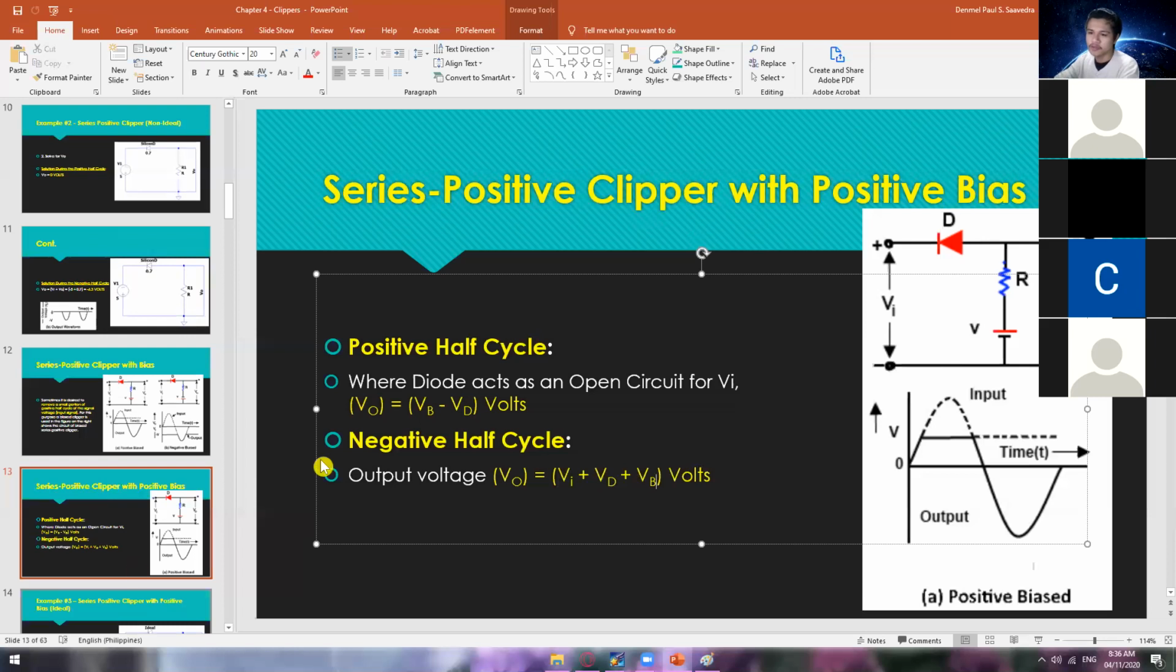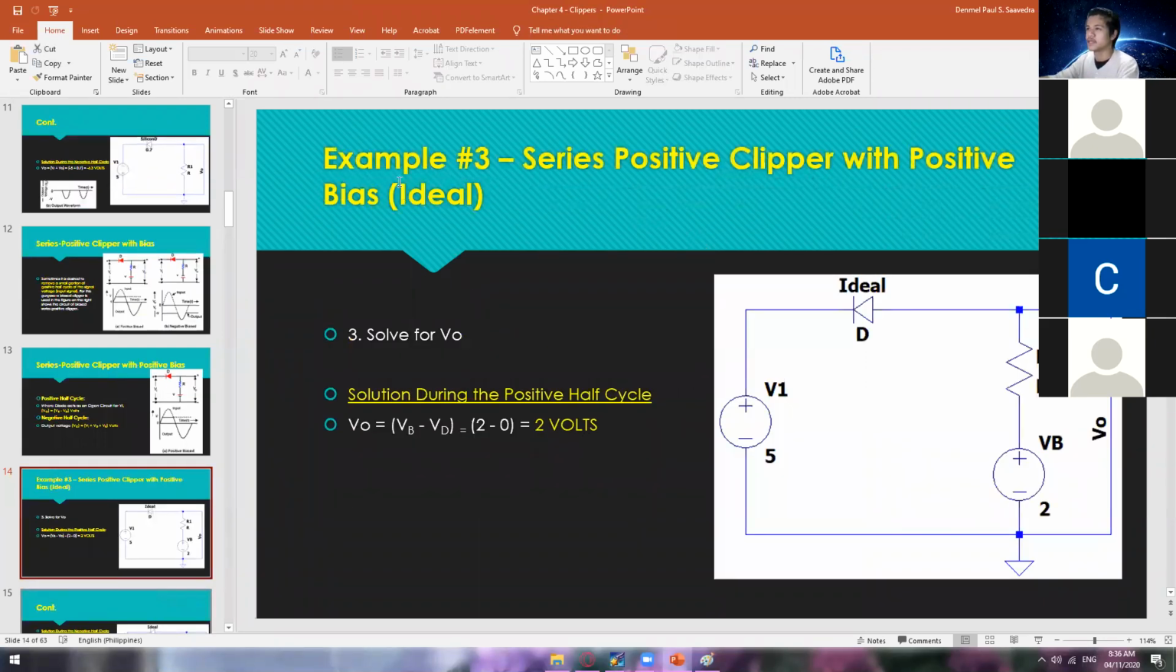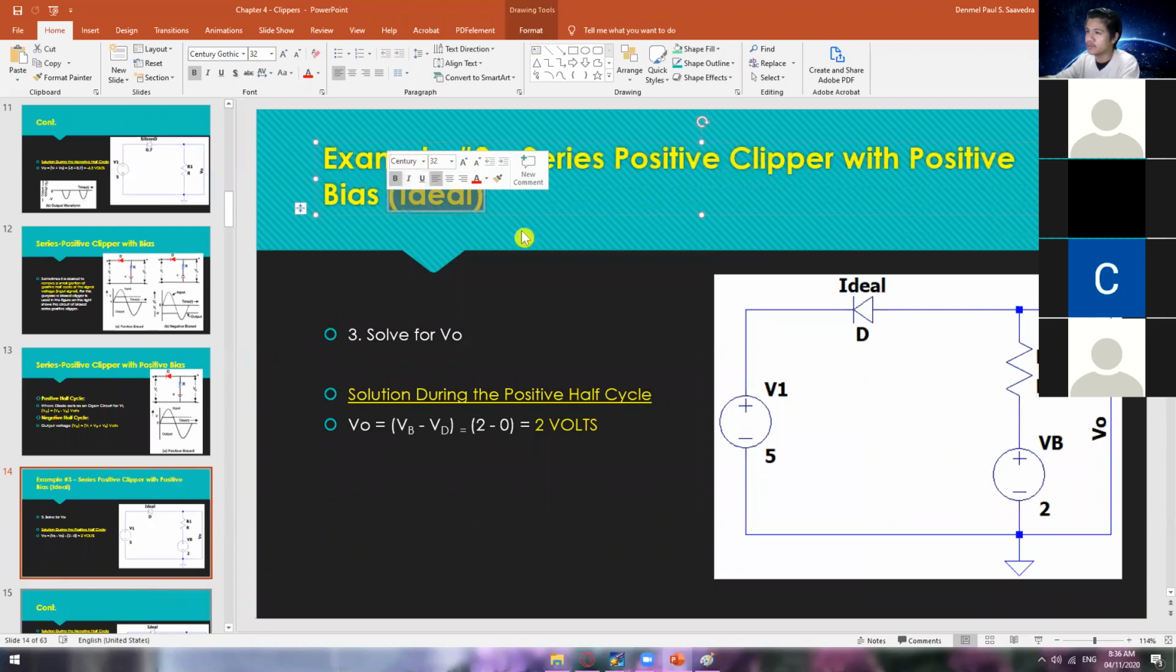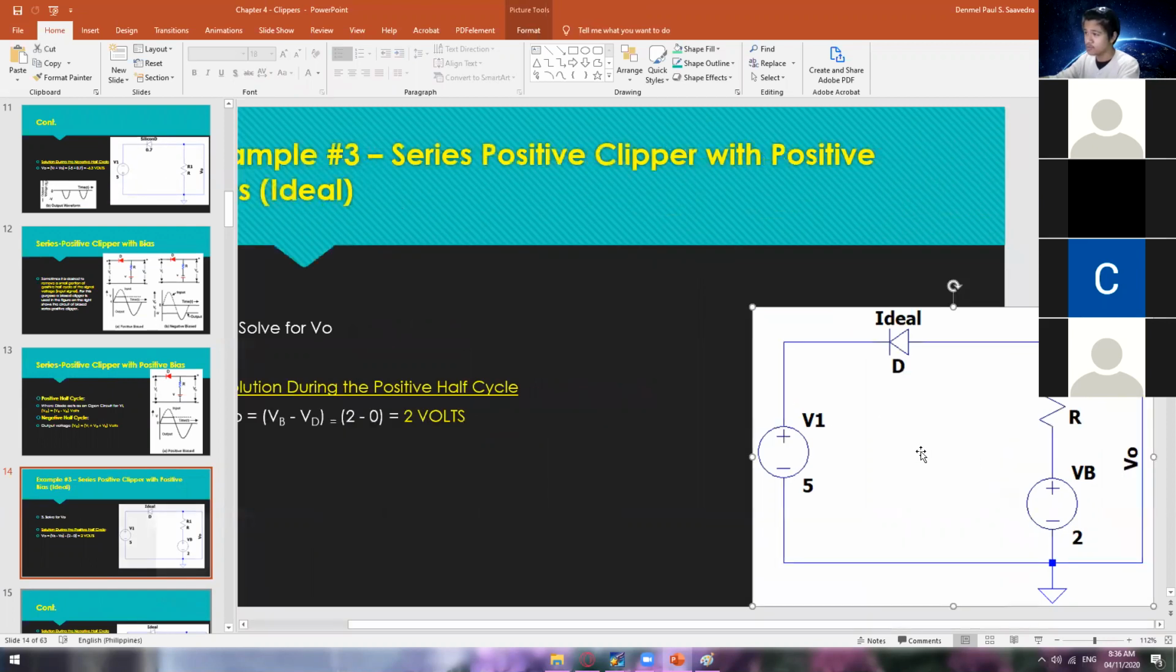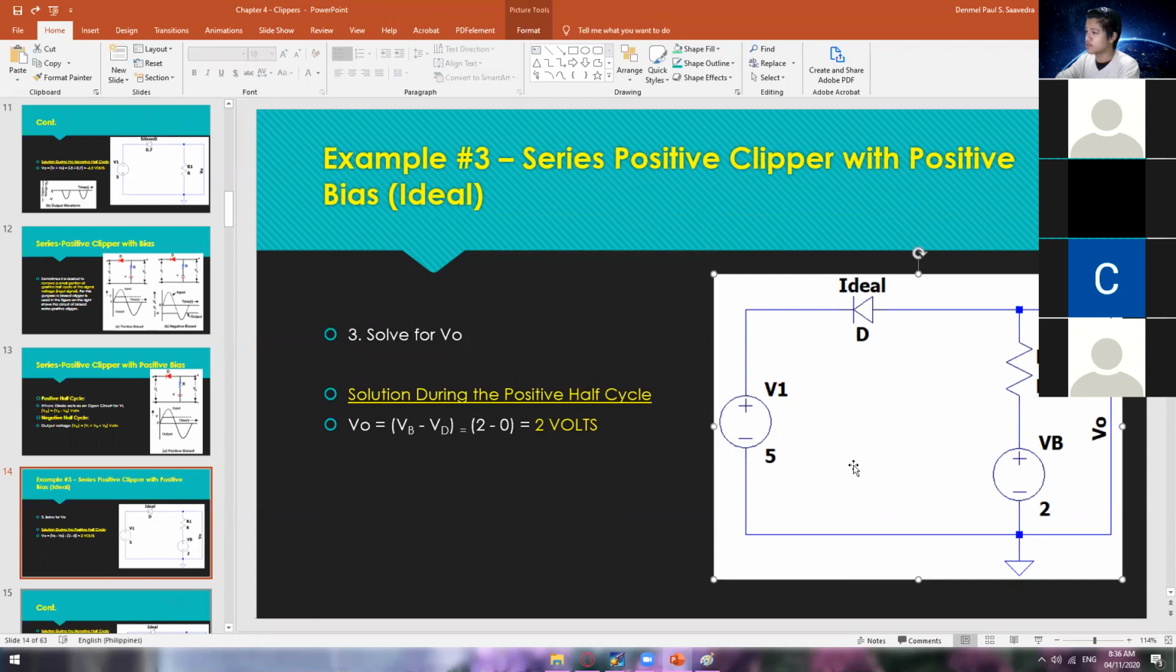Okay, so for you guys to appreciate this one, we have here an example. So example number 3, series positive clipper with positive bias, wherein we're dealing with the diode which is ideal. So solve for V sub O. So during the positive half cycle, as you can see right here, our V sub I will not conduct. But for our V sub B, it will conduct since this one is in forward bias.